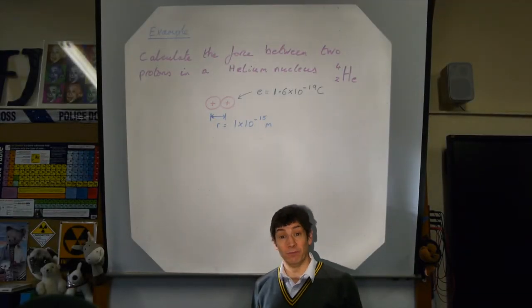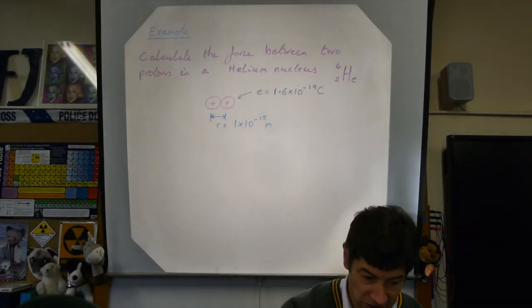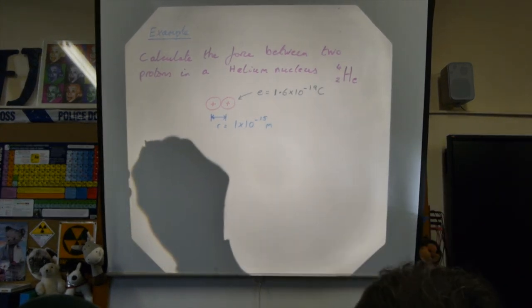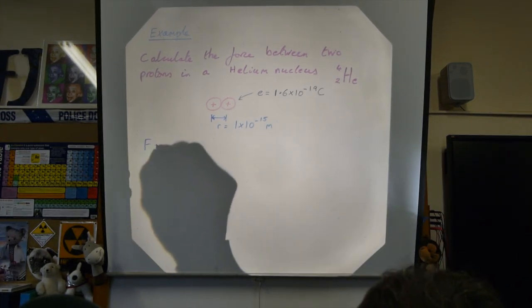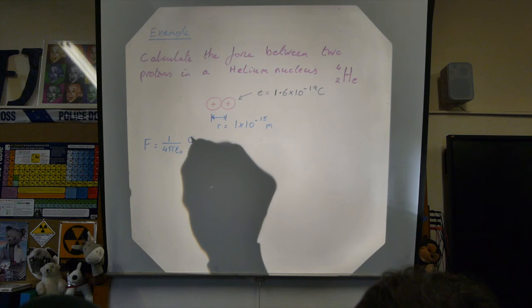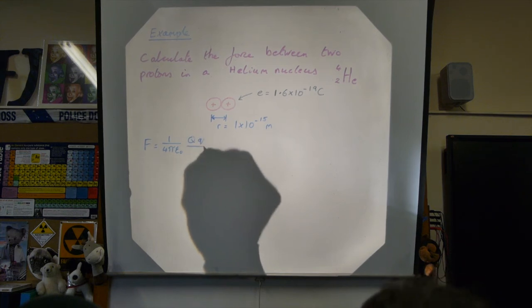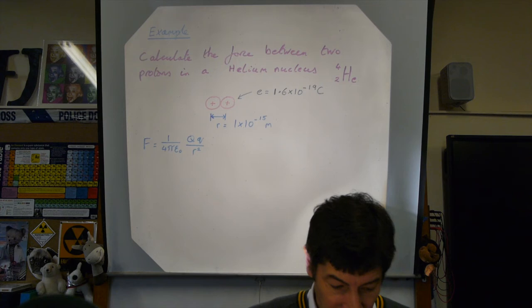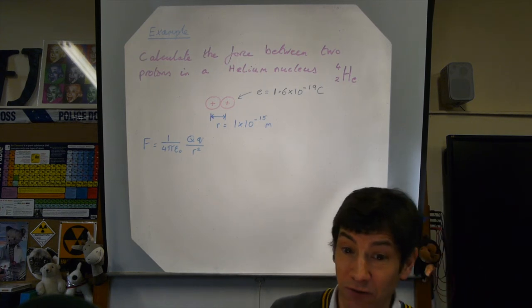Good, so how did you get on? Let's work through it together. So we know that the formula we need to use is F, the force between them, will be equal to 1 over 4 pi epsilon naught QQ upon R squared.